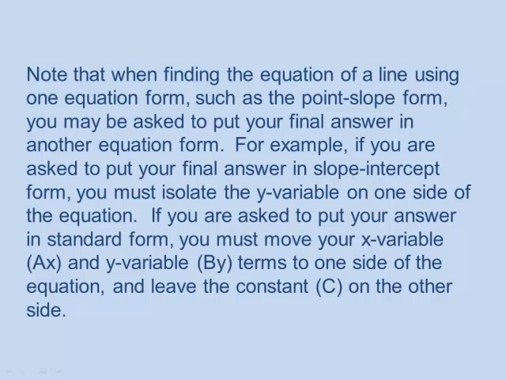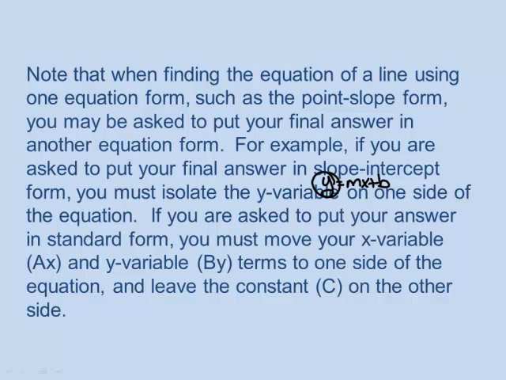Note that when finding the equation of a line using one equation form, such as the point-slope form, you may be asked to put your final answer in another equation form. For example, if you are asked to put your final answer in slope-intercept form, you must isolate the y variable on one side of the equation. That's because the slope-intercept form, as shown in the previous slide, is y equals mx plus b. Notice that your y is isolated.